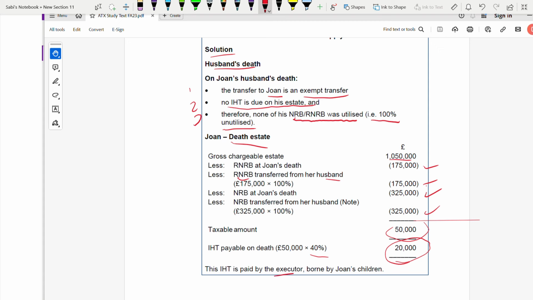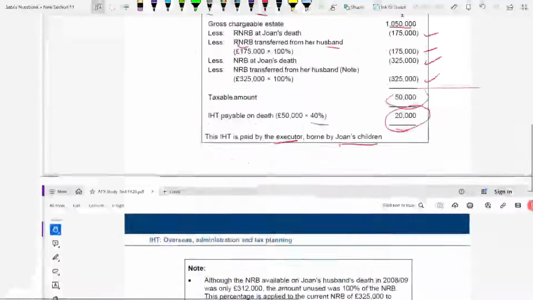This will be paid by the executor, borne by John's children. This is wife's death, not the husband's death. I'm sorry. John's death, you have to calculate the death estate. Now, you have to advise.